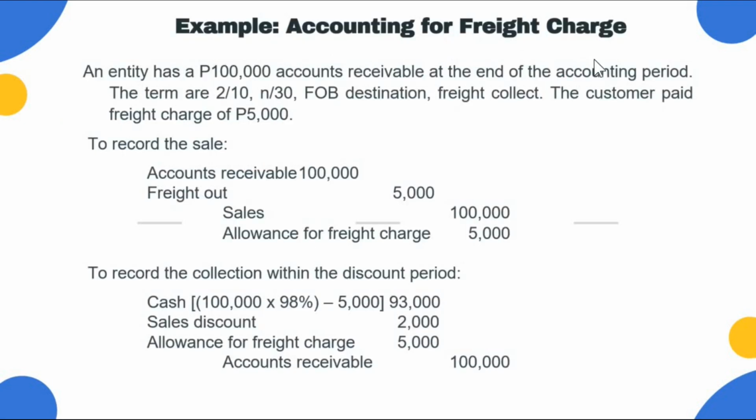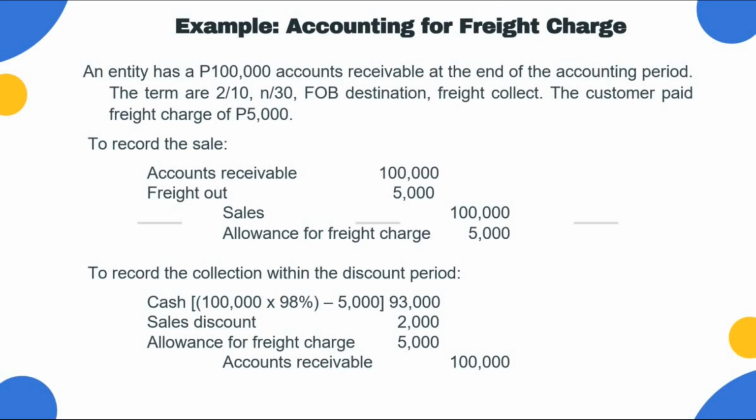So, we have here an example for accounting for freight charge. An entity has 100,000 accounts receivable at the end of the accounting period. Then the terms are 2/10, n/30, FOB destination freight collect. The customer paid the freight charge for 5,000. So, please take note of the entry na ginawa ni seller.